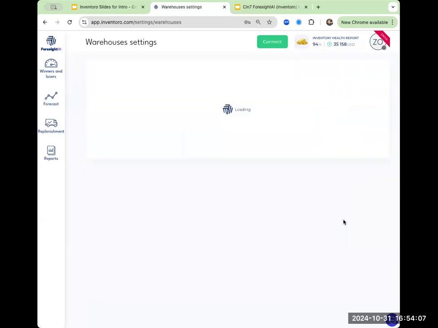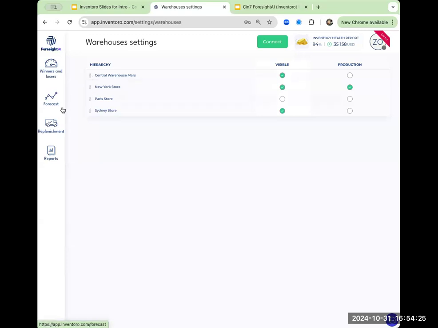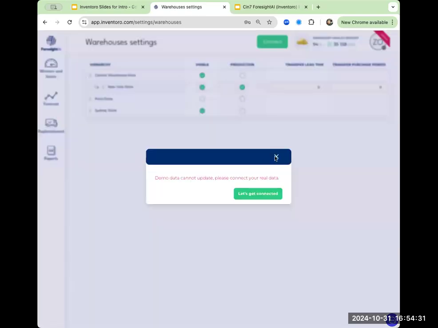Next, we have the warehouses, and this is going to be really important for setup because it is set up in a hierarchical system, and so it is going to be impacting how your stock moves throughout your inventory. In this case, I have all of my warehouses and stores on the same level, so my suppliers are going to stock these equally. However, if I were to tuck my New York store, I just have to drag it and drop it under my central warehouse.